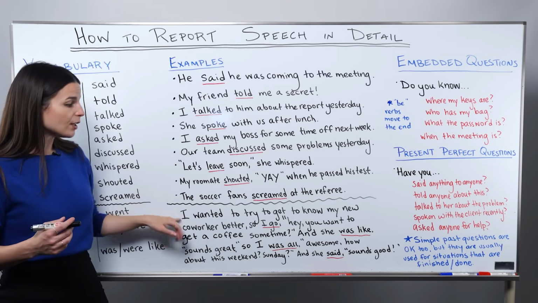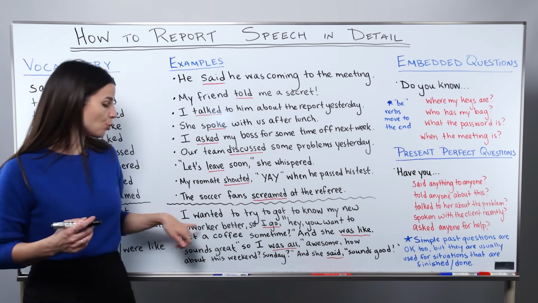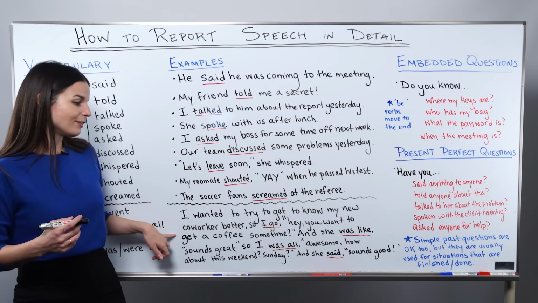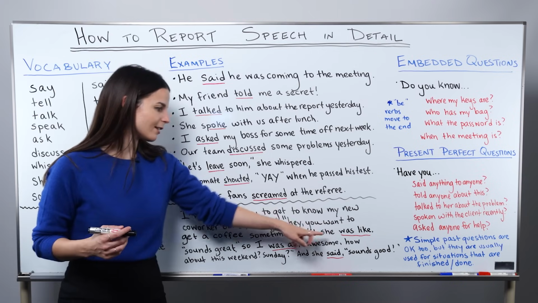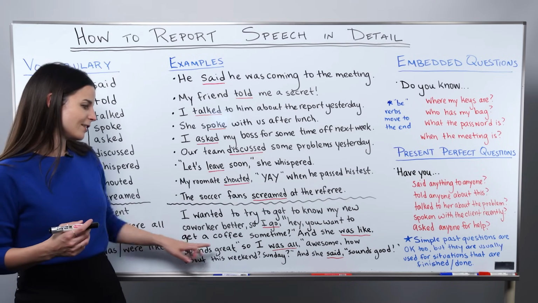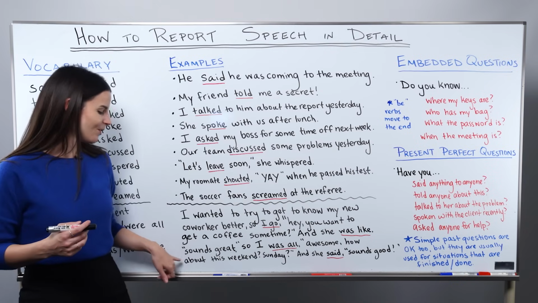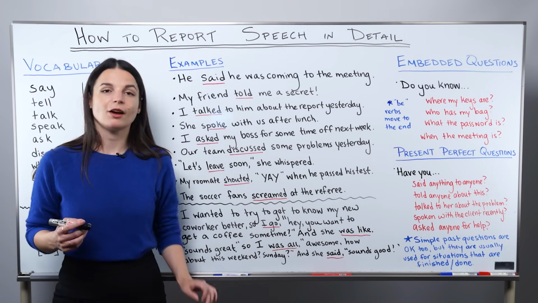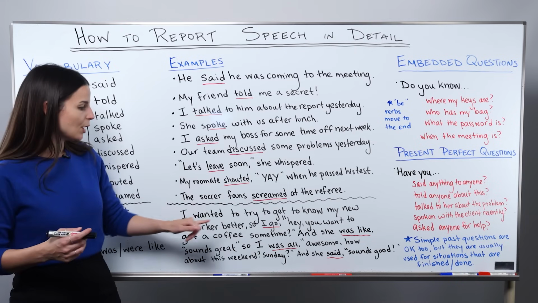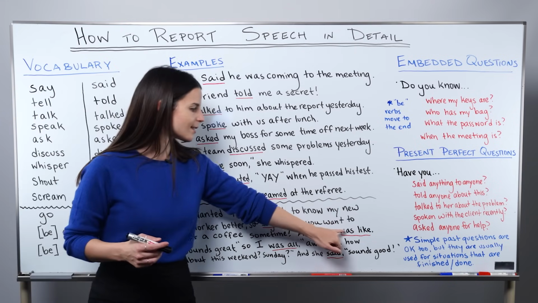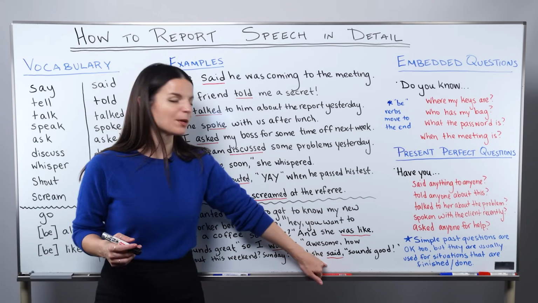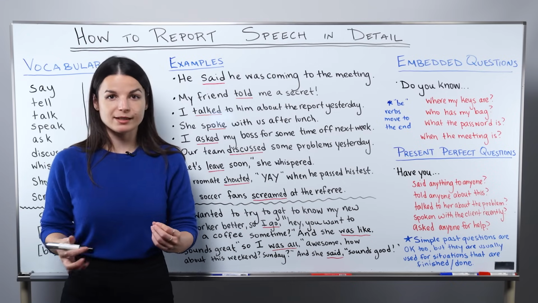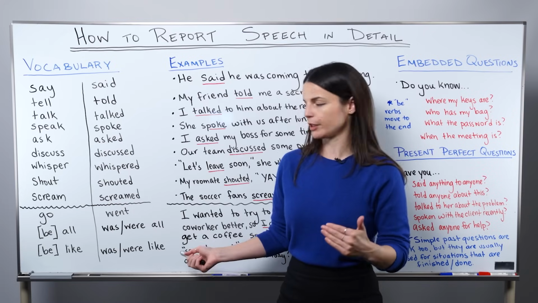First, I wanted to try to get to know my new coworker better. So I go, "Hey, you want to get a coffee sometime?" And she was like, "Sounds great." So I was all, "Awesome. How about this weekend, Sunday?" And she said, "Sounds good." Okay, so this short example uses I go, was like, was all, and then I used a basic said at the end. So it's very common to use a mix of these kind of marker words for speech.